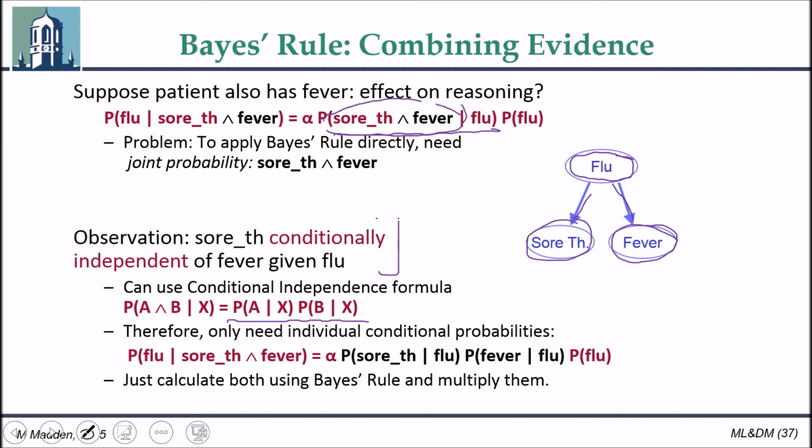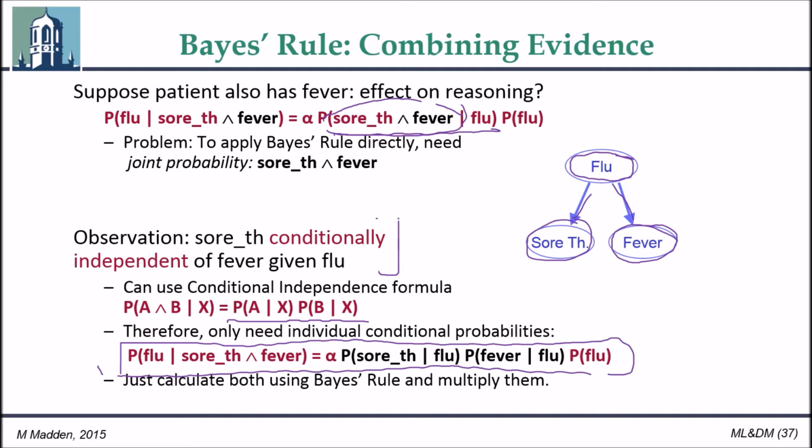And so, using that reasoning, we can modify the formula as above, and we get this: the probability of flu, given that you've got a sore throat and fever, if the sore throat and the fever are conditionally independent of each other, is proportional to the probability of sore throat given flu multiplied by the probability of fever given flu multiplied by the probability of the flu itself. And I think that formula now has a sort of nice symmetry to it.